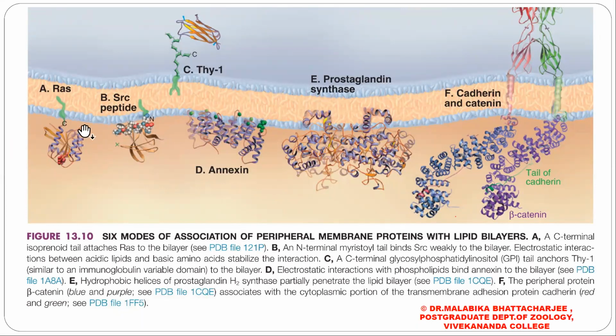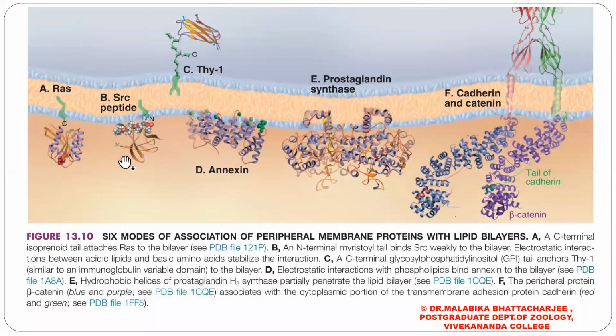For this RAS protein, this is a very famous protein. When we talk about the topic cancer, we'll again come to this protein, where a mutation of this protein is often seen in patients suffering from bladder cancer. As you can see, it has a C-terminal isoprenoid tail that attaches the RAS protein to the bilayer. So this is the RAS protein. It is attached to the bilayer.